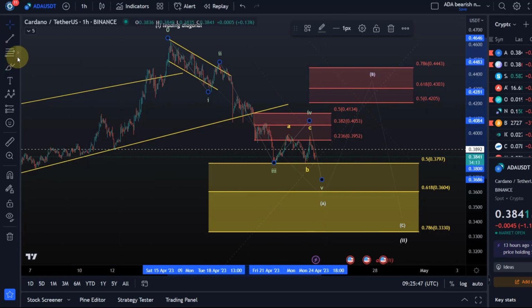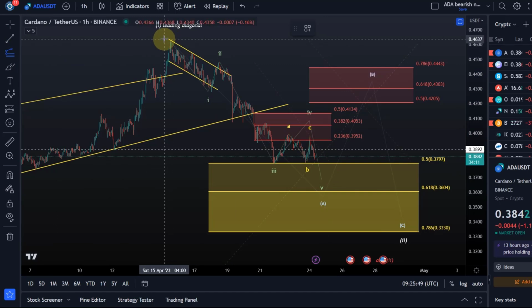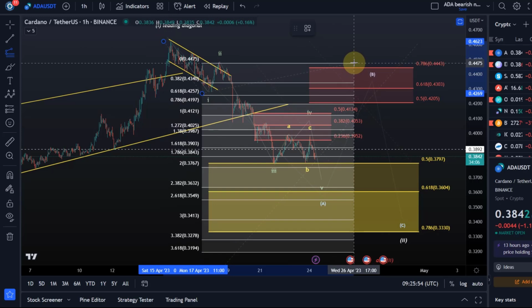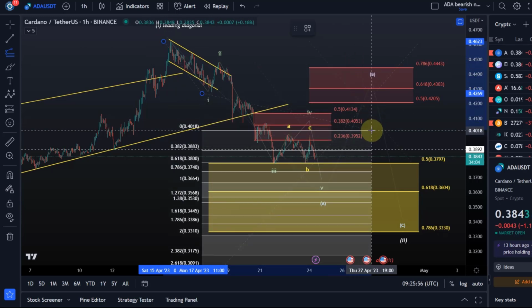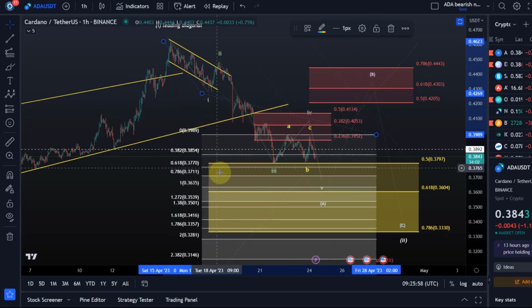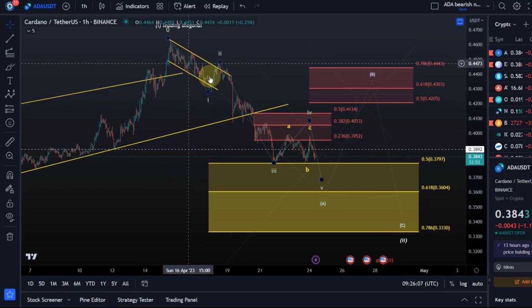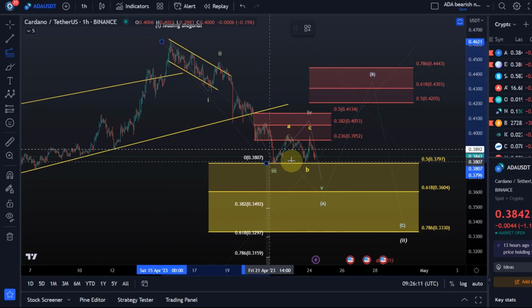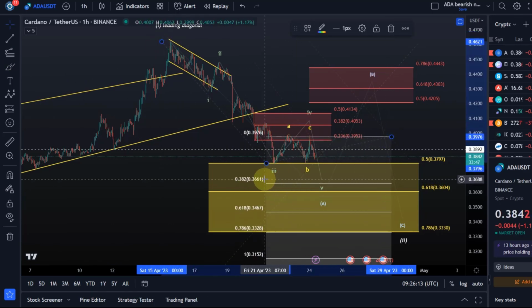Other levels to watch. Take the Fibonacci extension tool. Two more levels to watch are 36.35 cents. It's the 1-to-1 ratio. So basically wave 1 and wave 5 have the same length. And the other one is 36.6 cents and then 34.6.